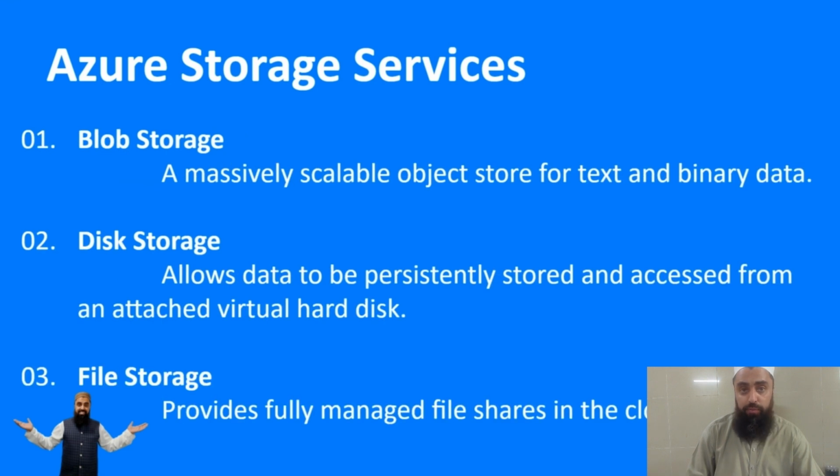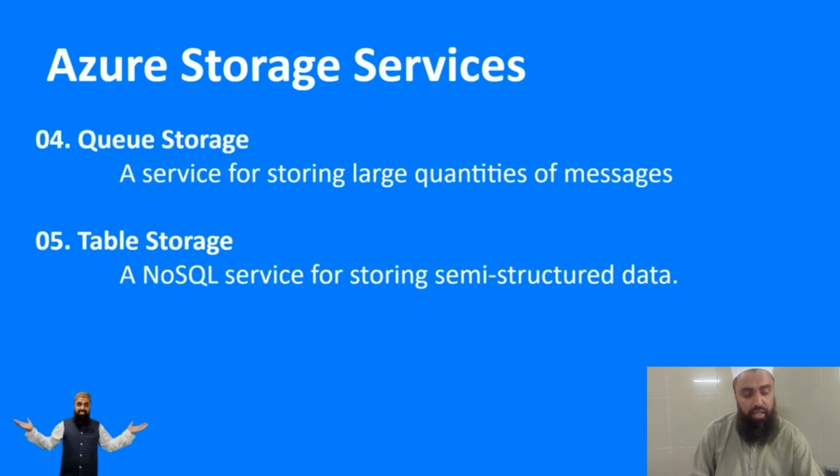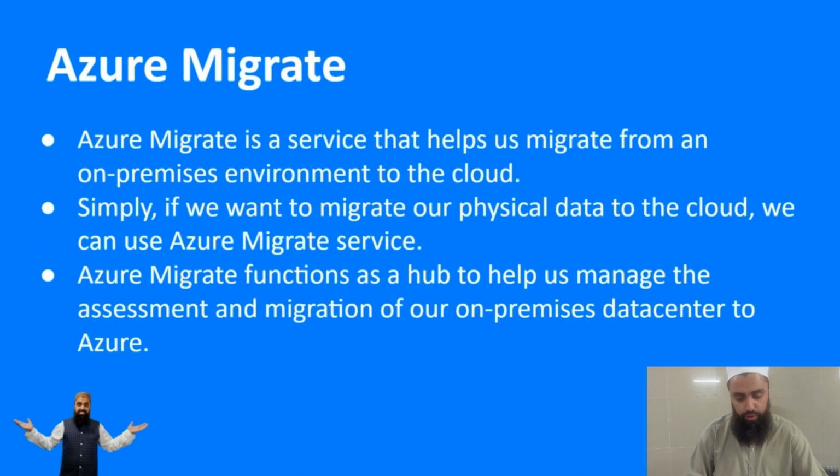So, blob storage for binary and text data, disk storage, just like we normally use disks to store our data. Number third is file storage, which is fully managed file shares in the cloud, and queue storage for storing large queues of messages. And number fifth is table storage, which is used for semi-structured data. So these are actually five types of Azure storage.